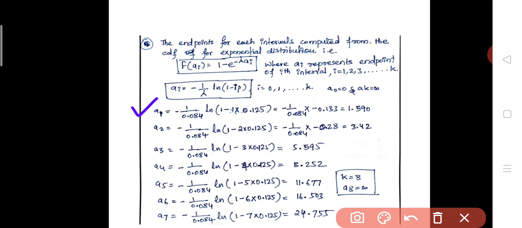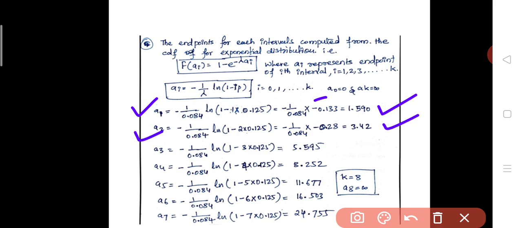The first interval begins at 0. The first end point is given by minus 1 divided by the lambda value, 0.084, times ln of 1 minus 1 into 0.125. So we get the first end point as 1.590.